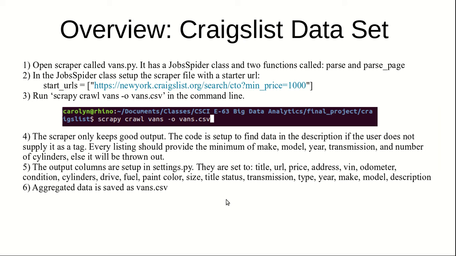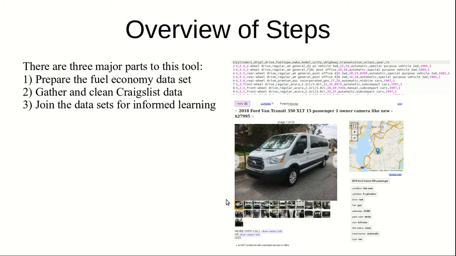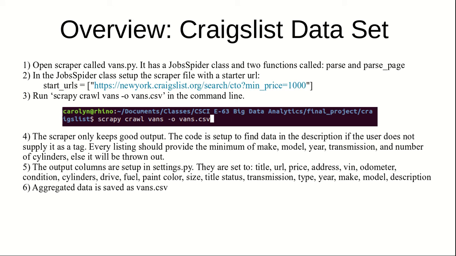The next step was Craigslist, and I created a scraper and called it vans. I created a Python file called vans. It has a job spider class and two functions called parse and parse page.